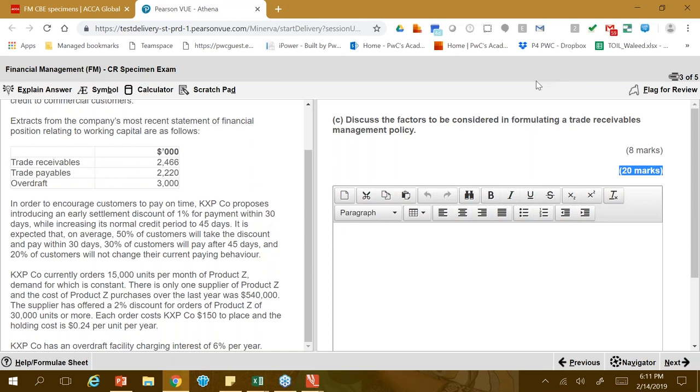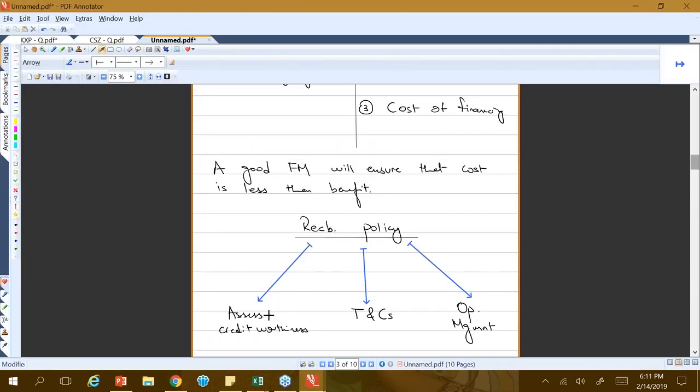Yes, so people who are giving me this answer where you're telling me that we will go with the headings. So there are 3 headings here: assess creditworthiness, terms and conditions, and operational management of the receivables. These are the 3 headings which I'm going to create. And then I'm going to talk within these 3 headings. Now, if I talk within these headings and the total marks are 8, I'm looking at a maximum of 3 marks under each heading.